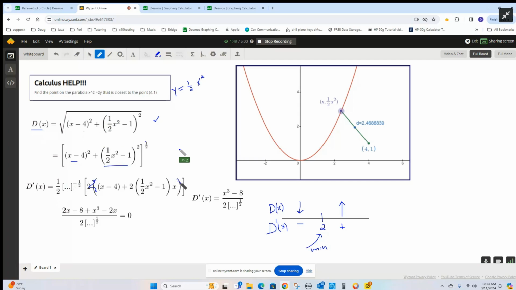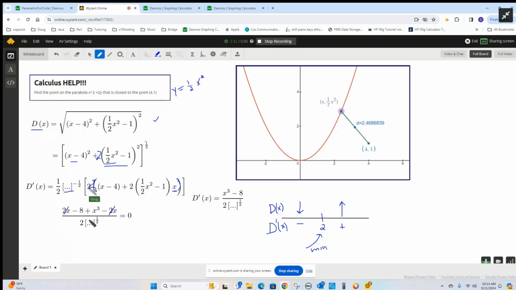So we'll bring the 2 down front, reduce the exponent by 1, 2 times the quantity x minus 4, plus bring this 2 down front, reduce the exponent by 1, multiply by the derivative of the inside, chain rule, 2 times 1/2 is 1, so we've got an x there. Okay, so now if you rewrite this with this radical in the denominator, set it equal to 0, and by the way, this is what you get after you start simplifying. The 2x and the minus 2x combined to 0.